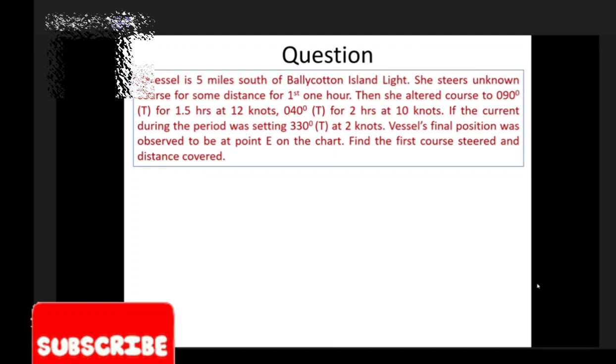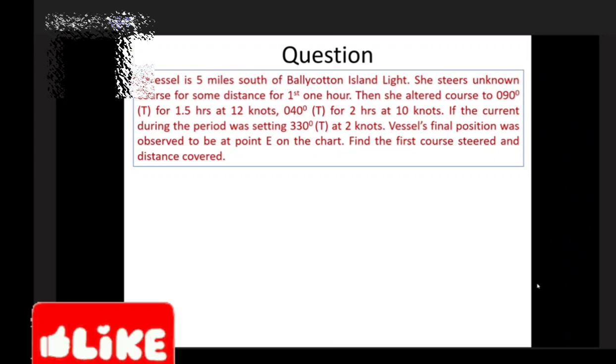After 1 hour, we know that she went on a course of 090 for 1.5 hours at 12 knots, then 040 degrees true for 2 hours at 10 knots. If the current in the region is known, the vessel's final position was observed to be point E. So now the final position is given. Correct, beta?